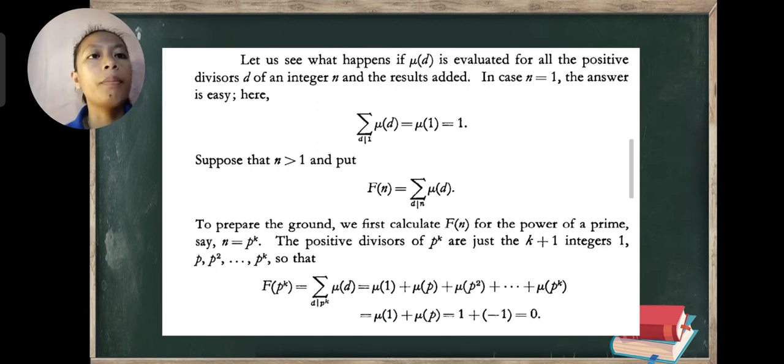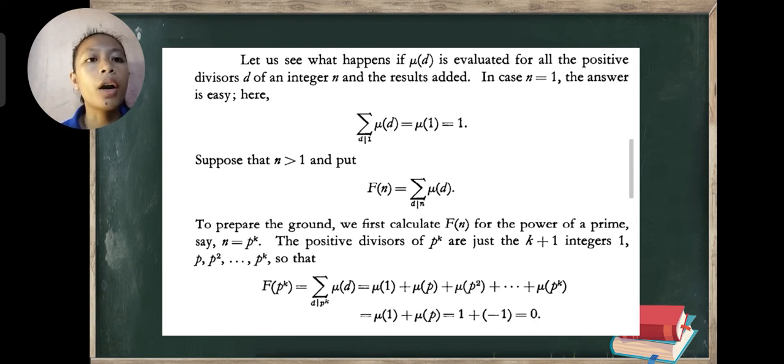Let us see what happens if mu of d is evaluated for all the positive divisors d of an integer n and the results added. In case n is equal to 1, the answer is easy. The sum over d dividing 1 of mu of d is equal to mu of 1, which is equal to 1. Suppose that n is greater than 1 and put capital F of n equal to the sum over d dividing n of mu of d.